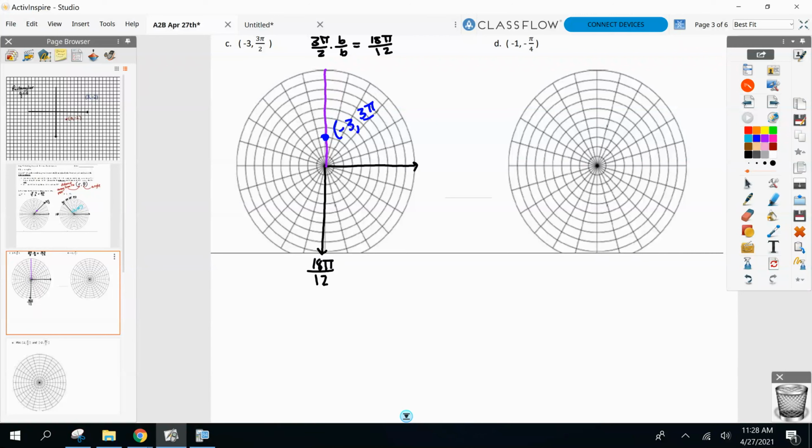Okay, so when your R value is negative, you go 180 degrees directly opposite and graph your R value, 1, 2, 3. So here's the point, -3, 3 pi over 2. That's only when your R value is negative. I want to go on the opposite side and graph it. Any questions from home? Are we all set? You guys okay? All right, last one here we'll graph.